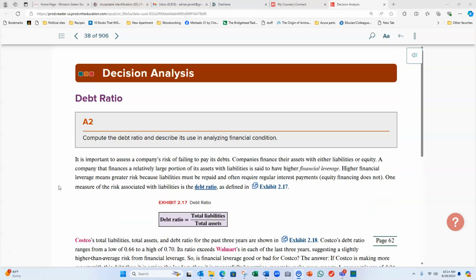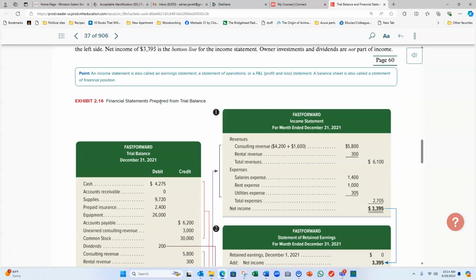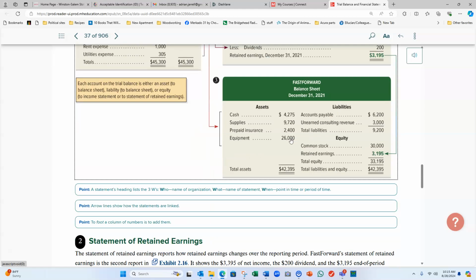And the very last thing is a ratio that investors and creditors and other people look at. And we'll see a couple of these in every chapter. In this case, it's the debt ratio. Simple. Divide total liabilities by total assets. And we can figure that out on the balance sheet over here. Total assets is $42,395. Total liabilities is $9,200. So we would divide total liabilities by total assets to get a debt ratio.